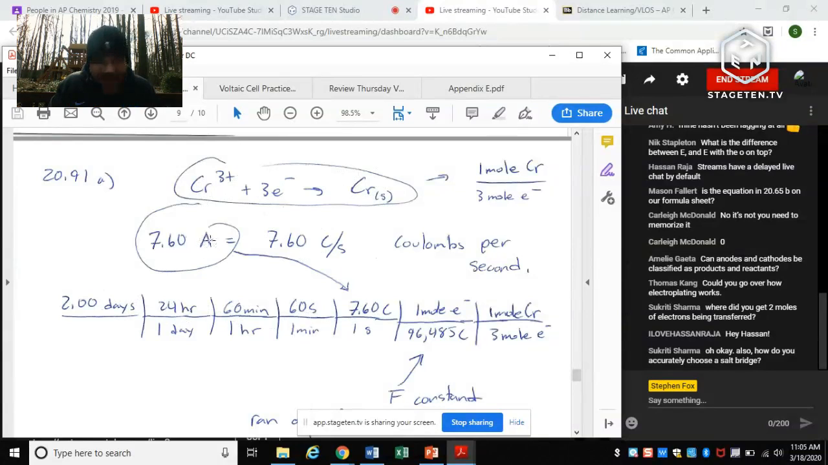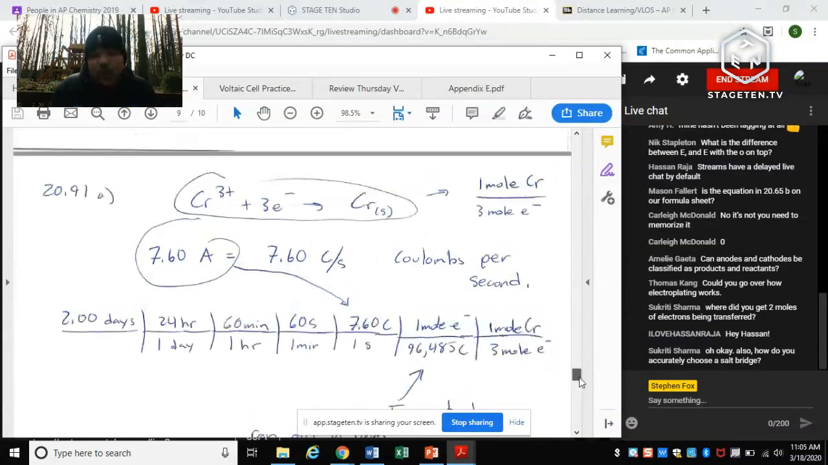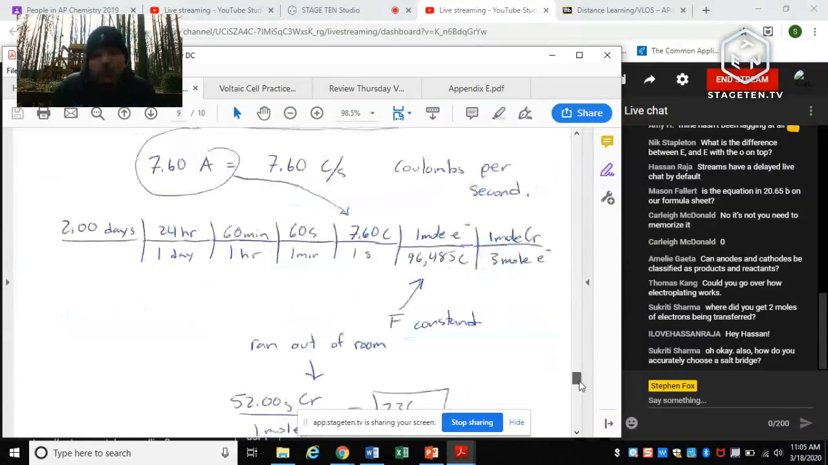Instead of thinking of it as amps, think of it as coulombs per second. An amp and coulombs per second are the same thing. So it's that many coulombs per second. So if you take your total seconds and multiply it by coulombs per second, seconds cancel out and you're left with coulombs. Now what do I do? Well, now comes Faraday's constant. Faraday's constant is 96,485 coulombs per mole of electrons.